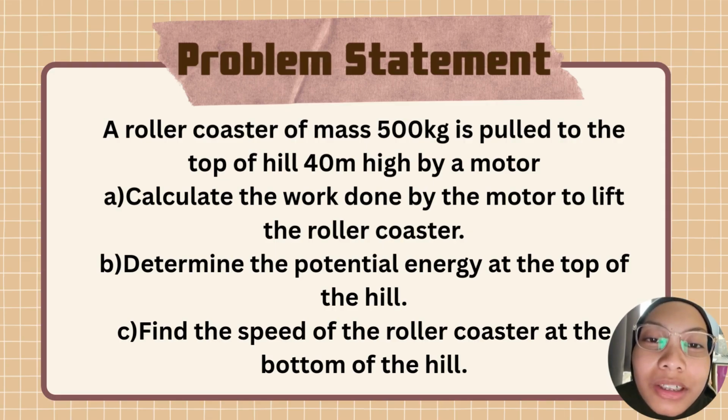The problem statement for our group is: a roller coaster of mass 500 kg is pulled to the top of a hill, 40 meters in height, by a motor. The question asks to calculate the work done by the motor to lift the roller coaster. Second, determine the potential energy at the top of the hill. Last, find the speed of the roller coaster at the bottom of the hill.